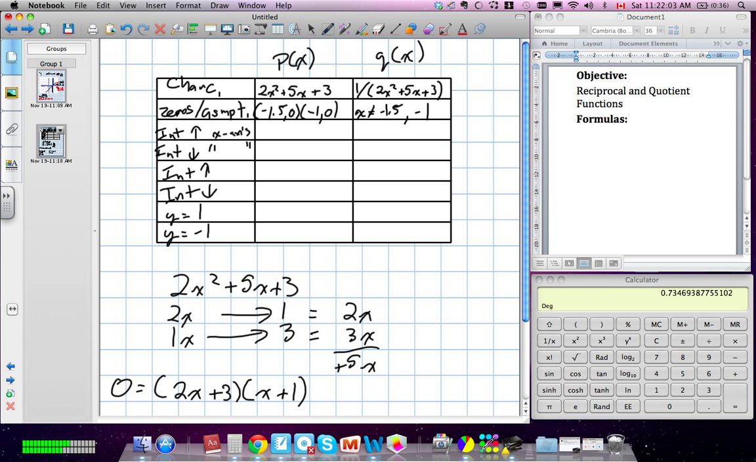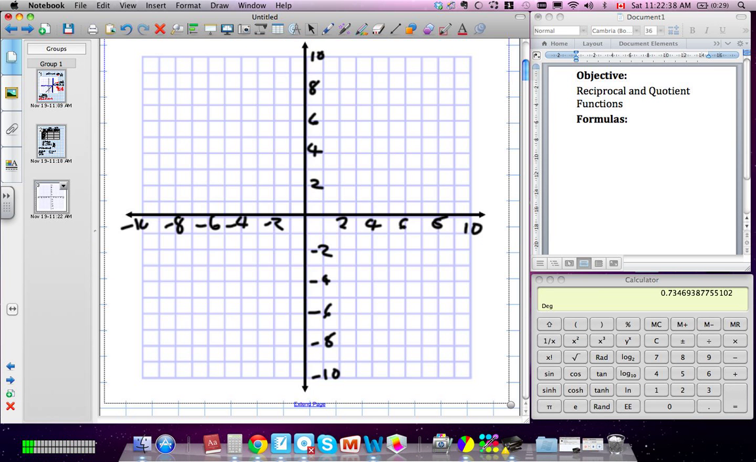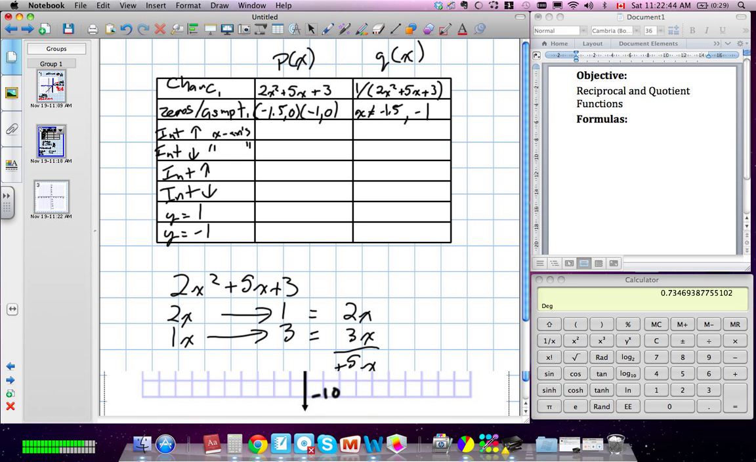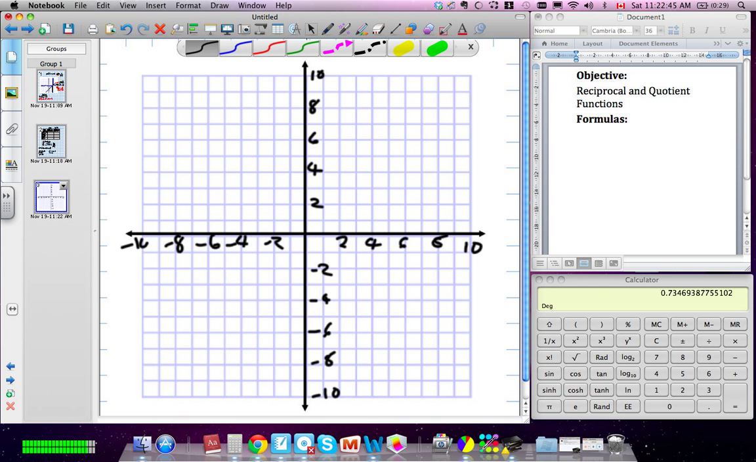Let's actually put this on a graph. Okay, so from looking before, we said our two zeros are at negative 1.5 and negative 1. So what that gives us is negative 1 and negative 1.5. Is that really what we found?